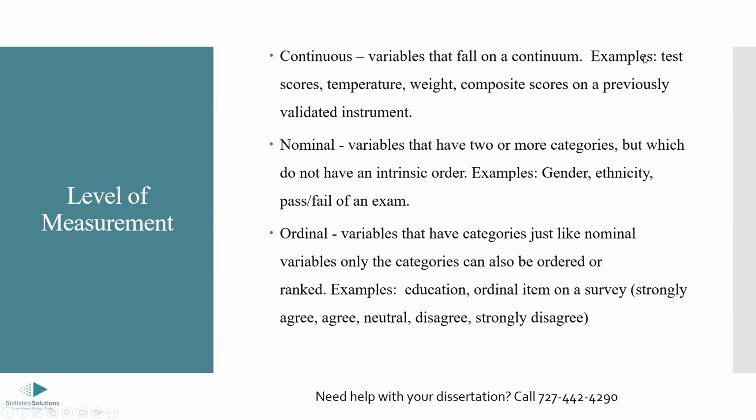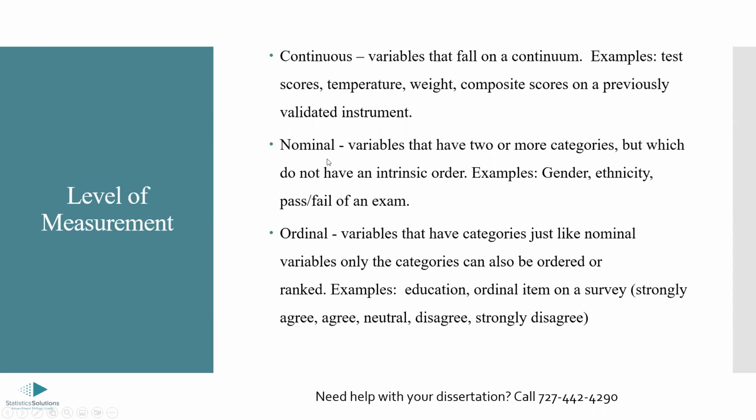Examples of this include test scores, standardized test scores, temperature, weight, composite scores from the survey. If you're using a Likert scale survey, many times you average them all together or you take a sum. Once you've taken a composite of your Likert items, that variable is now continuous.